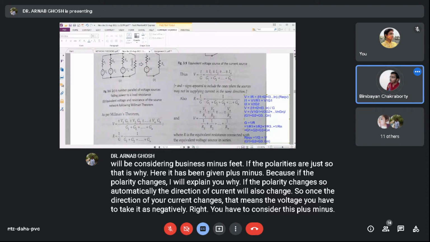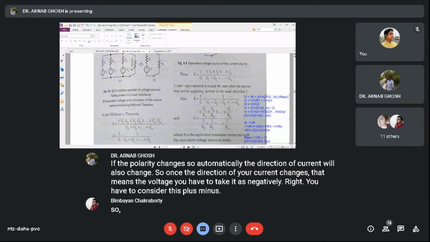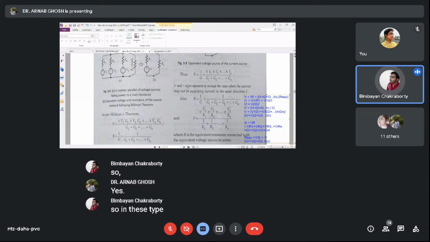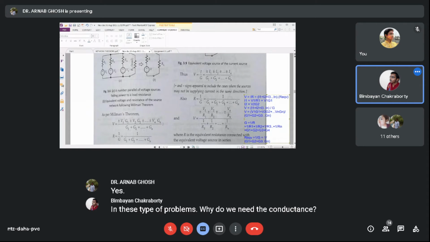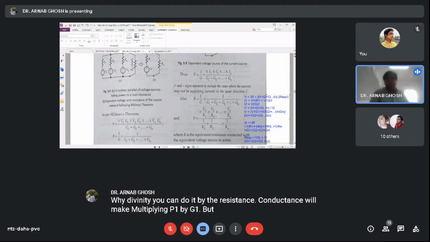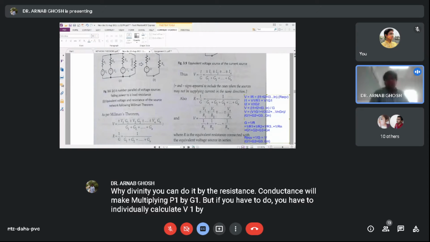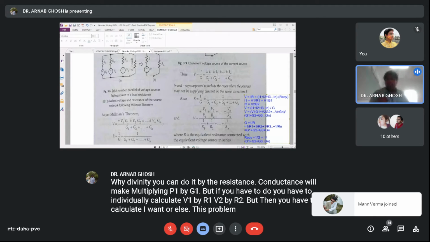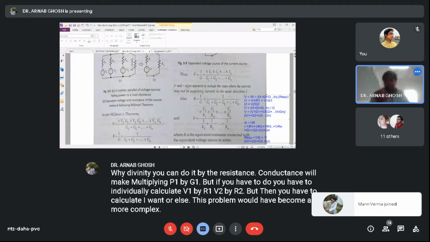Sir, yes. In these types of problems, why do we need the conductance? You can do it by the resistance. Conductance will make V1 by G1, but if you had to do it otherwise, you have to individually calculate V1 by R1, V2 by R2, or else this problem would have become a bit more complex.